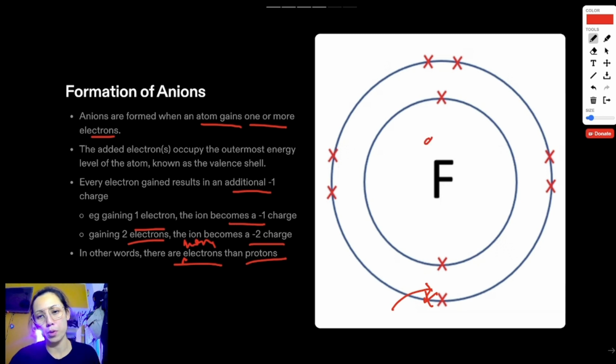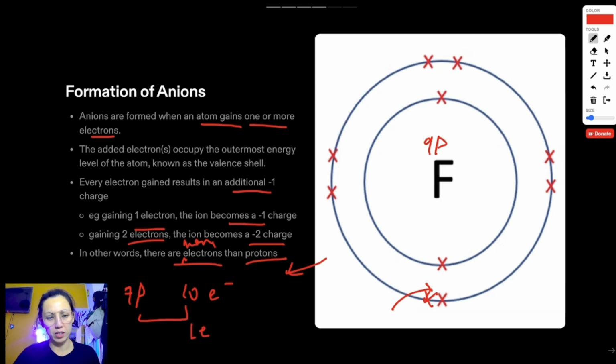Fluorine has 9 protons in its nucleus. If you count the number of protons and electrons, you've got 9 protons, which are all positively charged, and then you've got 10 electrons that are negatively charged. Overall, you have 1 more electron than you do protons. Therefore, fluorine will have a charge of fluorine minus. Because it's -1, we don't write the 1, we just say minus. Because fluorine has gained the electron in its valence shell, it's now become a negative ion called an anion.